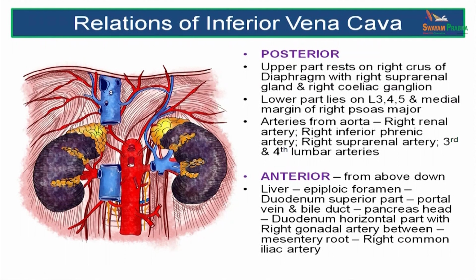What are the relations of the inferior vena cava? The posterior relations are the right crus of diaphragm with right suprarenal gland, as can be seen here in this figure, the right psoas major, the right inferior phrenic artery, right suprarenal artery and the right fourth lumbar arteries. Anterior relations of the inferior vena cava are the liver with the epiploic foramen, duodenum, the bile duct, the horizontal part of duodenum, gonadal vessels, the mesentery root.